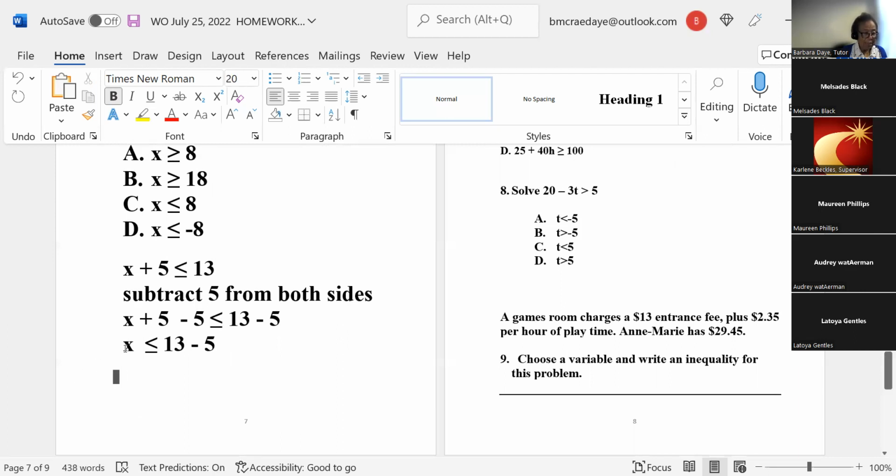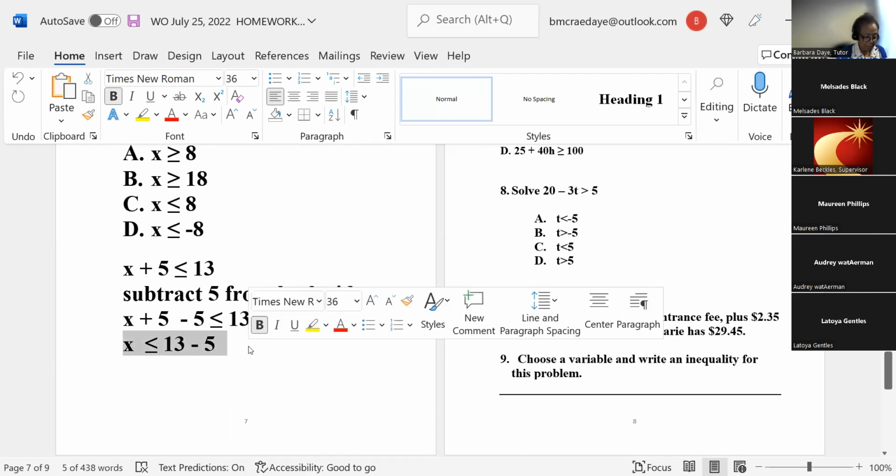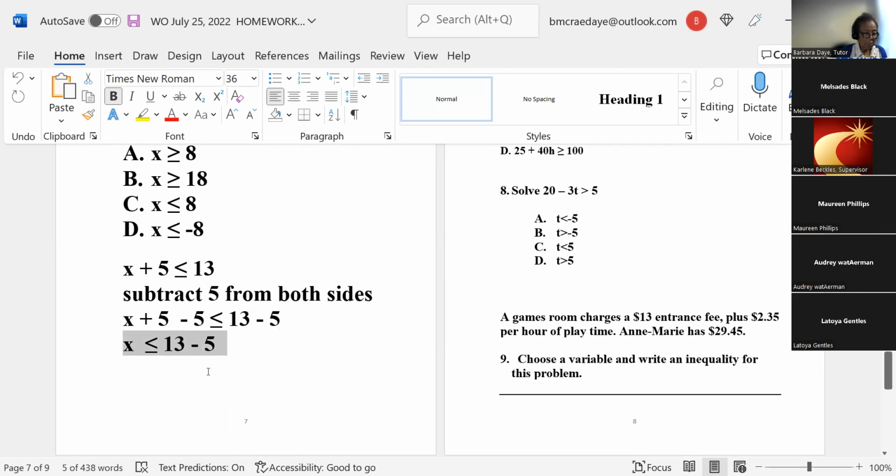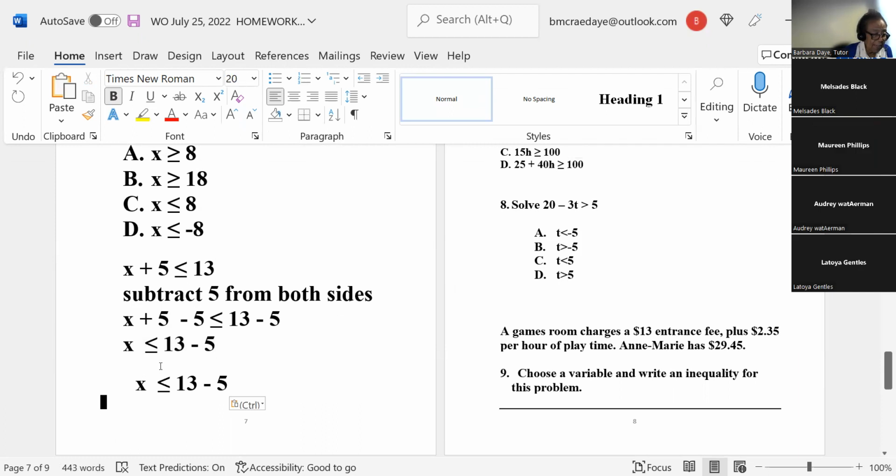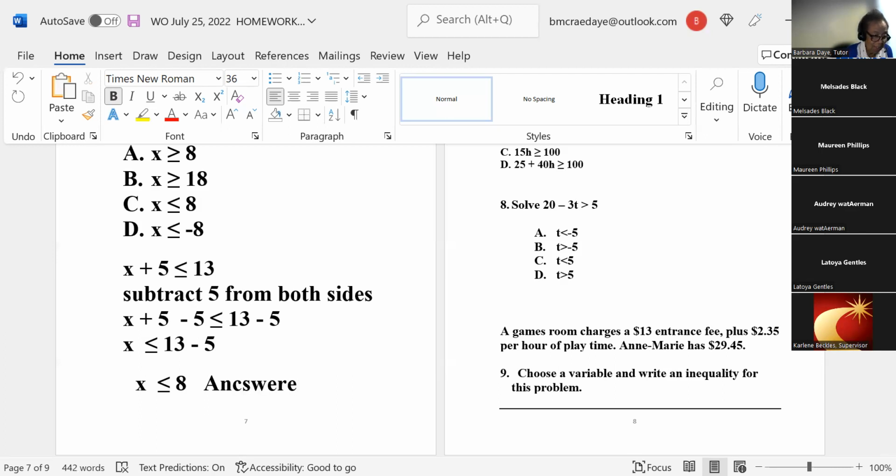So we have X less than or equal to 8. So let's put that there. You tell me which one does that match? X less than or equal to 8. Which one does that match, Maureen? C. So not A, like you said, right? C. Answer C. Got it, Maureen?